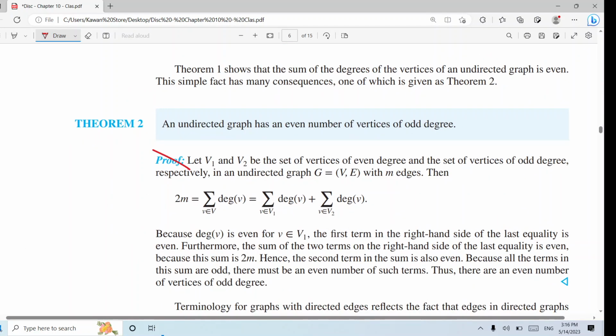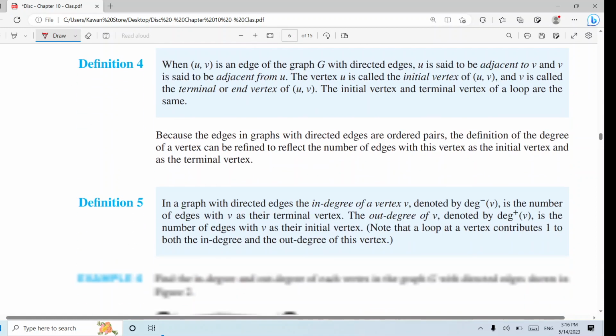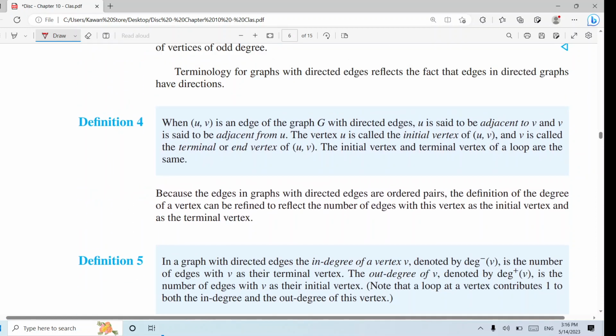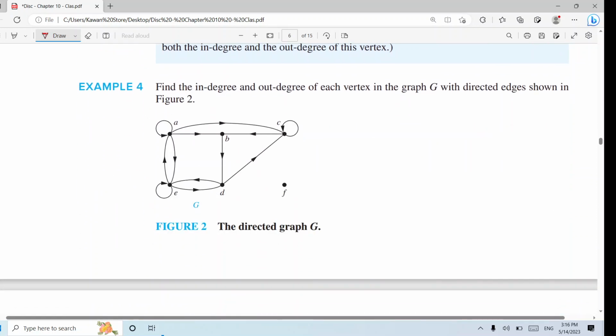This theorem is not our problem. Forget about it. And the definition is what's the initial, what's adjacent from U. It means that we have a UV, they are close to each other. Let me go to the important things.